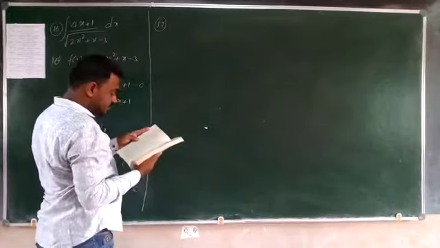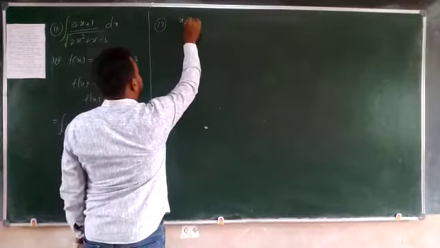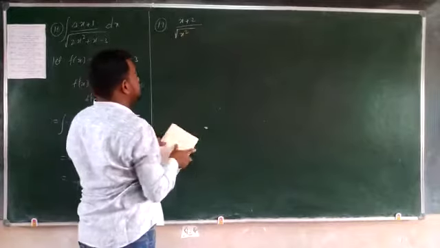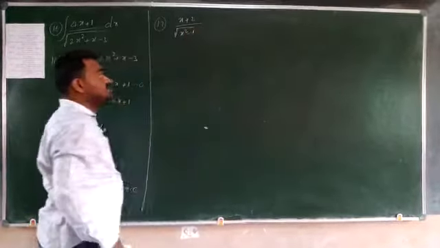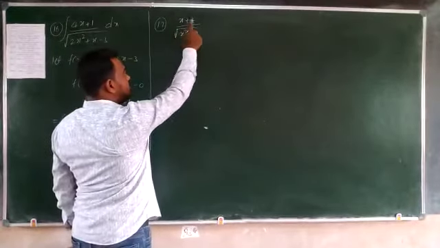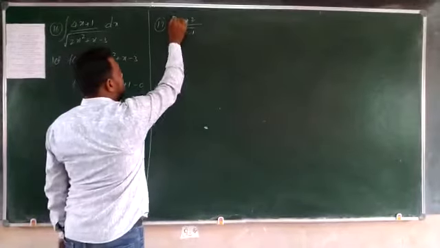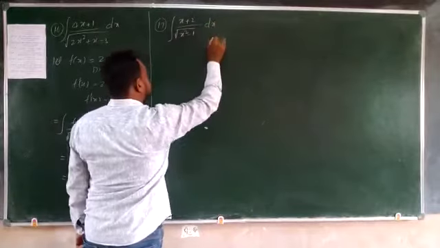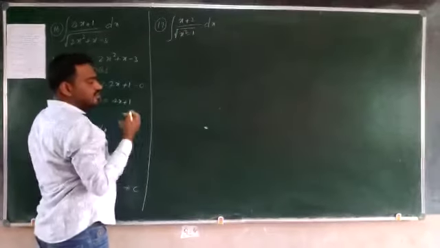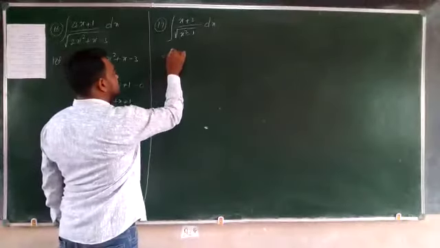Now 17th question: the integral of (x plus 2) by square root of x square minus 1. Here x square minus 1 has derivative 2x only, so the plus 2 is extra. How I am solving this: this is like the 7th question. In the 7th question the numerator had minus 1; in place of minus 1 they have given plus 2. Similar to the 7th one.